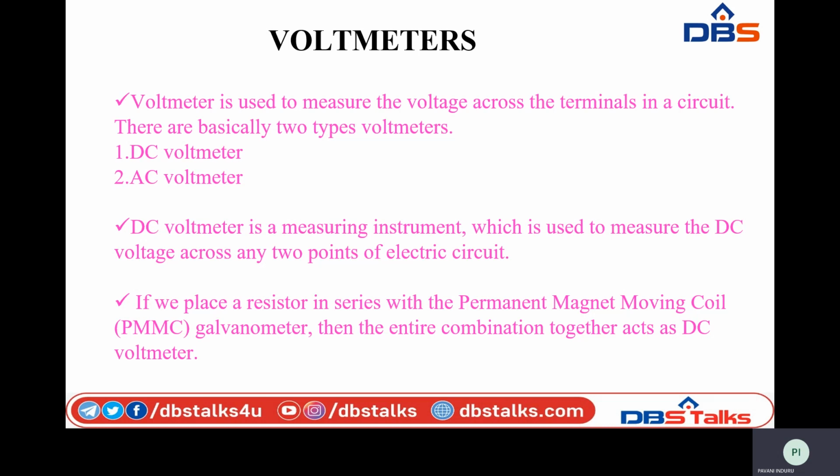A DC voltmeter is used to measure direct current voltage, whose flow is only in one direction. That kind of instrument is known as a DC voltmeter. How is it constructed? The construction of a DC voltmeter is very simple. We need to add only one series resistor with the permanent magnet moving coil galvanometer.